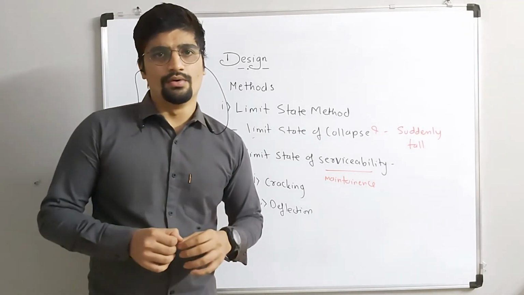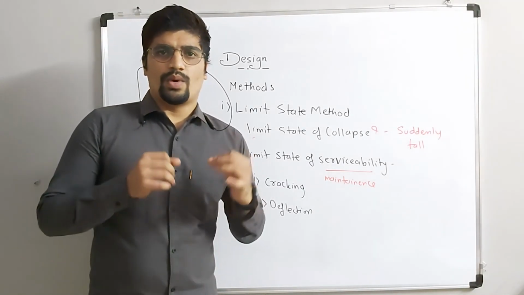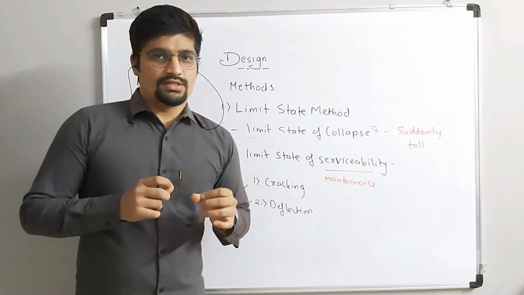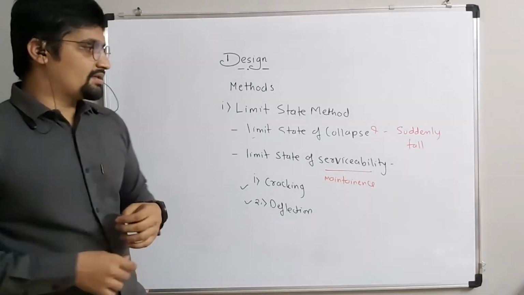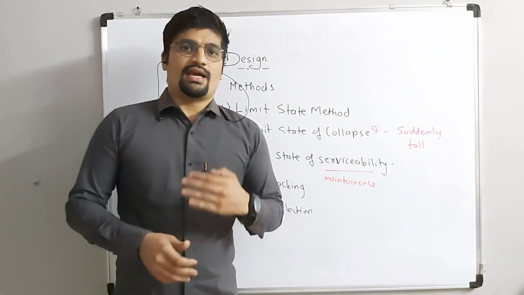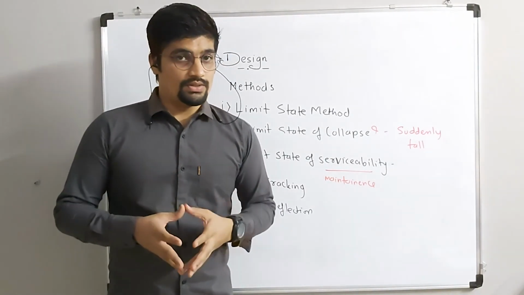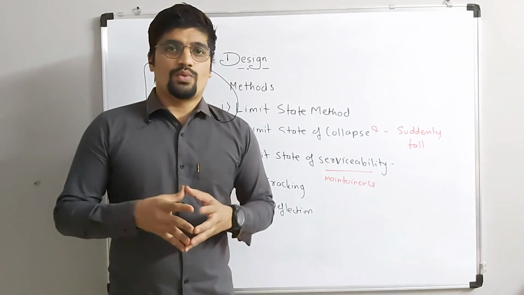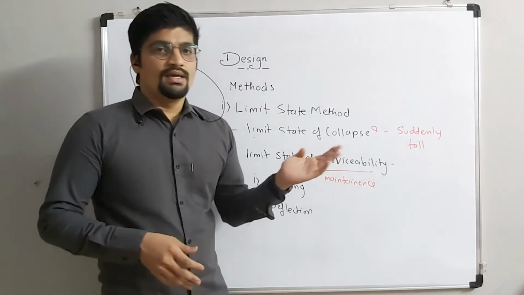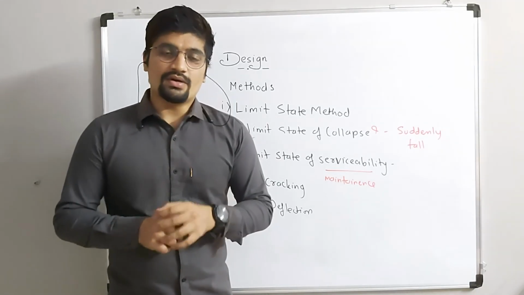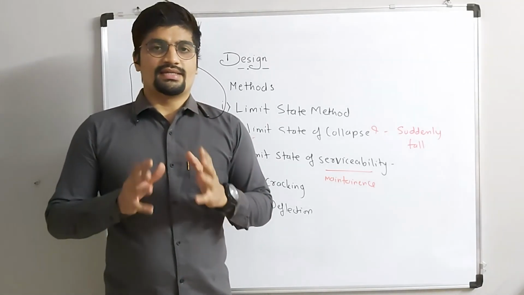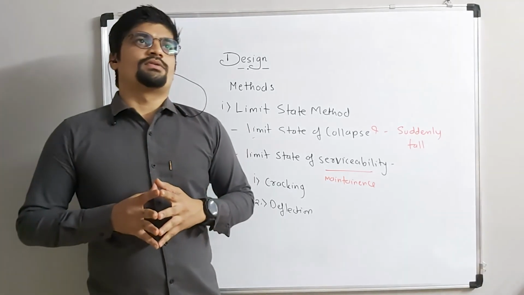So today I have explained this method in very sweet and short language, but we will explain it in detail. In the next lecture, I will explain the characteristic values and the design values. After that, we will explain the limit state of collapse and limit state of serviceability methods in detail. Okay? So in this lecture, that's it for today.